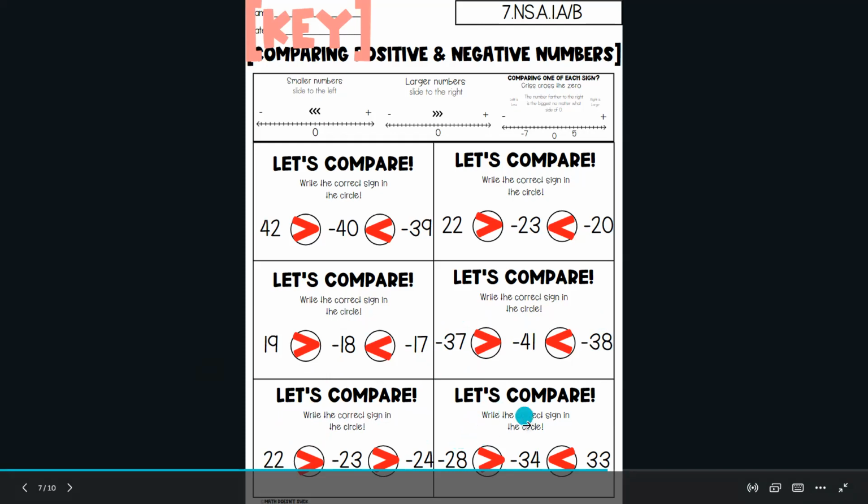Negative 28 is greater than negative 34 and less than 33. 33 is our greatest value. Negative 34 is our smallest value.